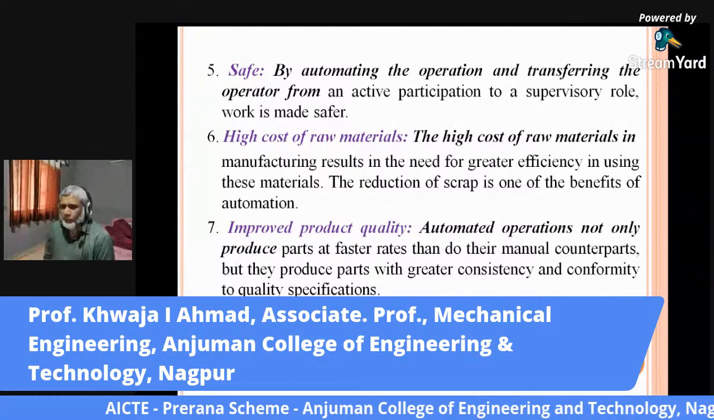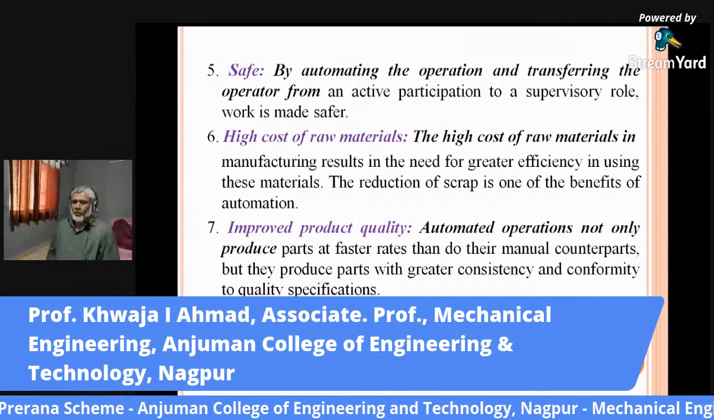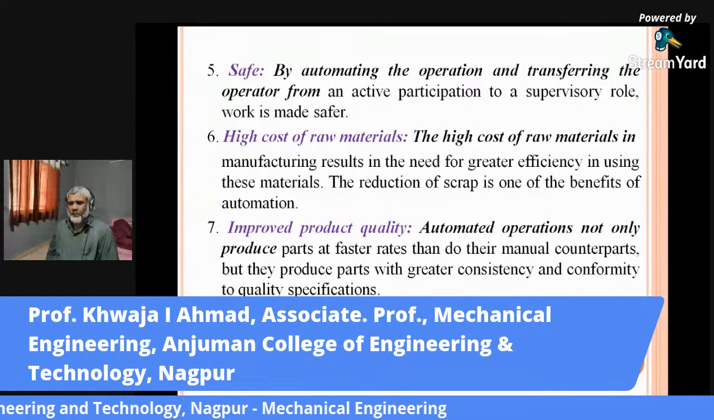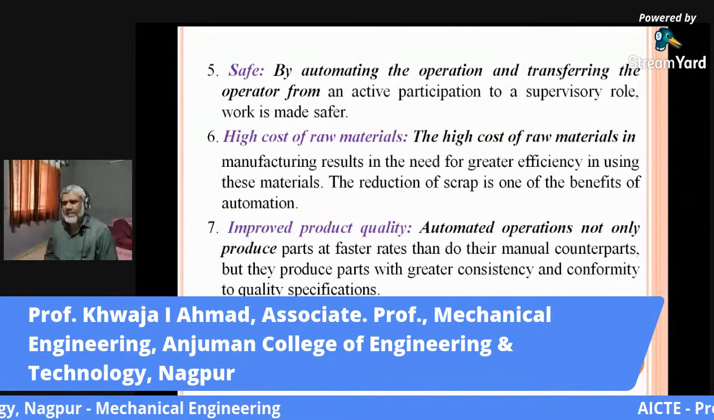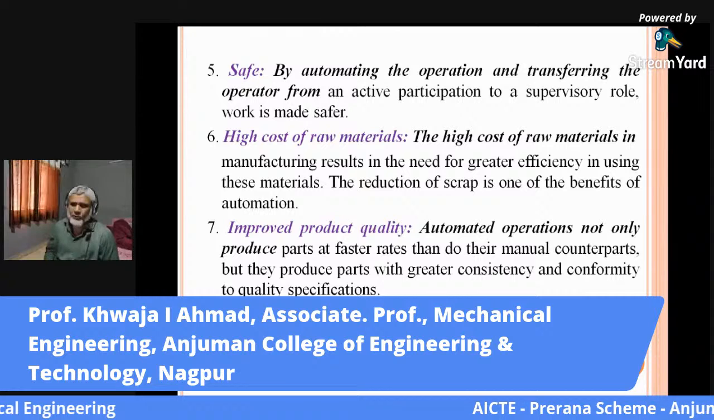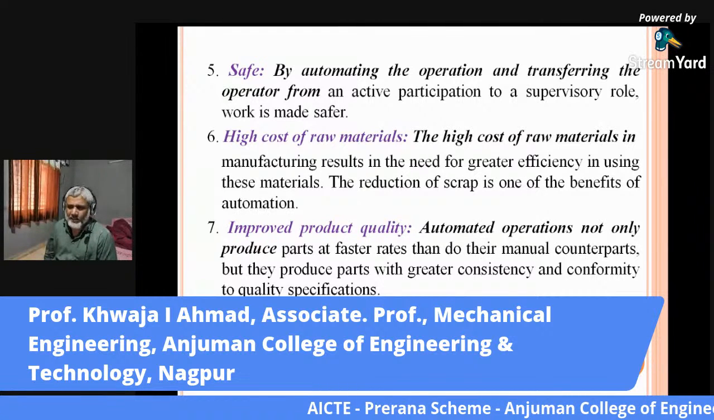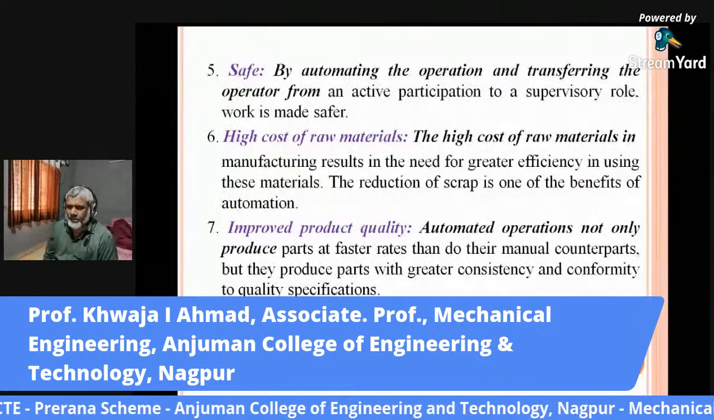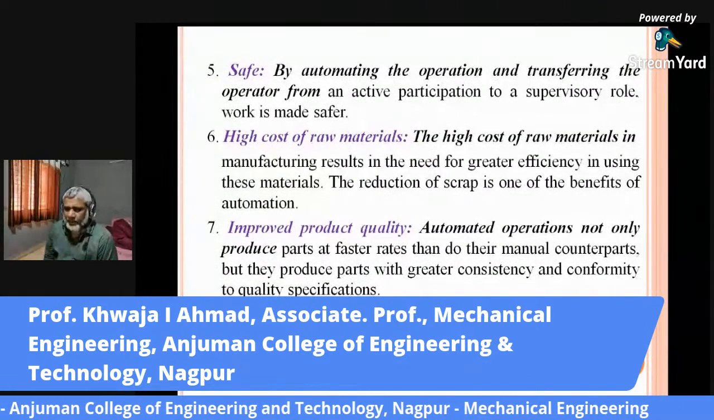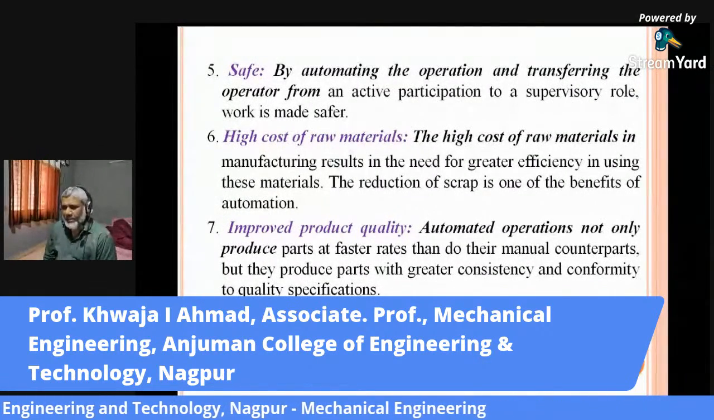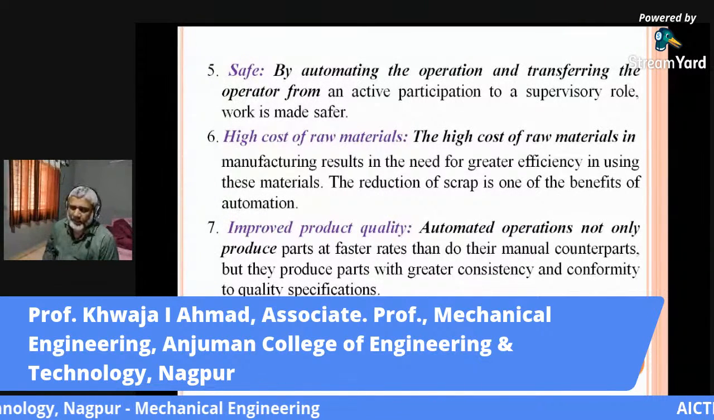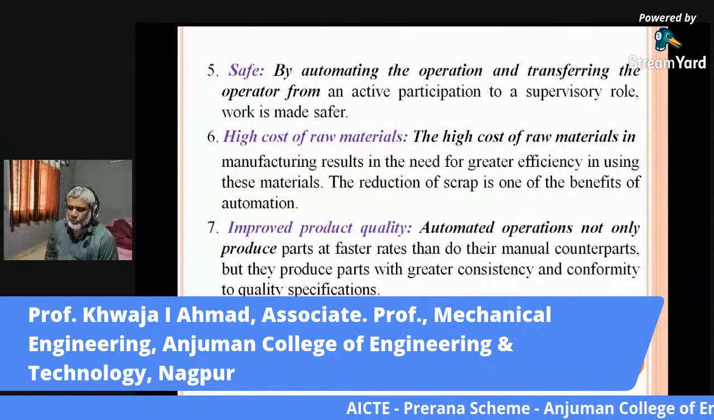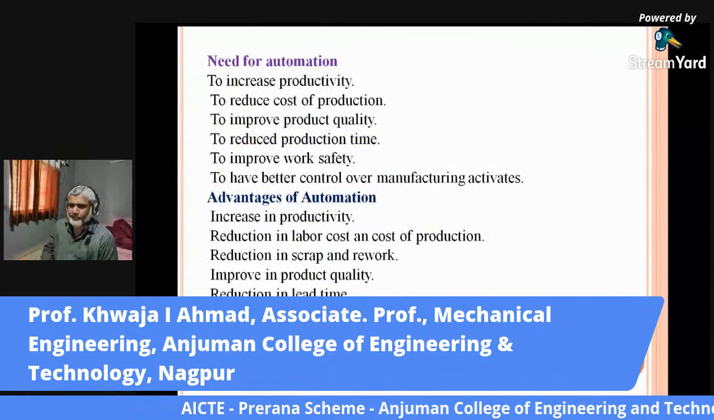Another important point is improved product quality. Automation not only produces parts at faster rates, but it produces them with greater consistency and conformity to an already acceptable specification. And another important point is that it reduces the manufacturing lead time. MLT is reduced considerably while any enterprise, company or organization switches over to automation.